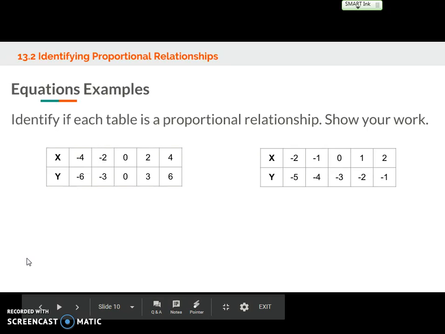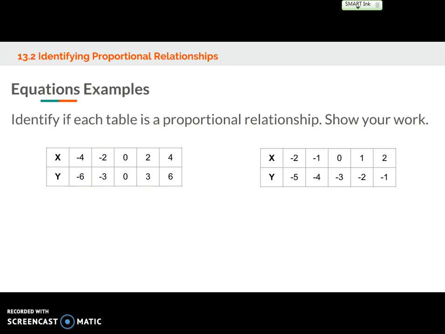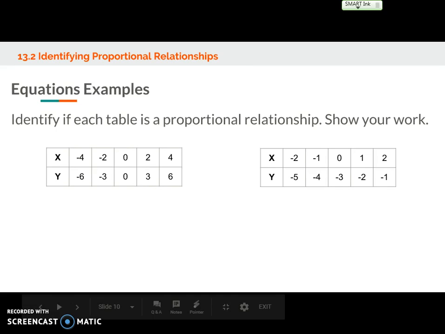All right, identify each table as proportional relationship. Make sure you show your work. We have two options. I'm going to solve one of these tables one way and the other way. So kind of follow along with me as we go and make sure you write this down. You can decide which way you like best, though, on your homework tonight, and you decide which one works for you. Okay? All right, so go ahead and copy down this table.